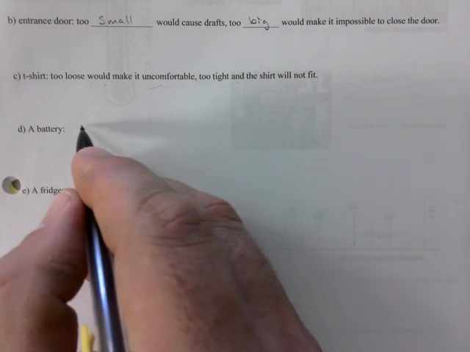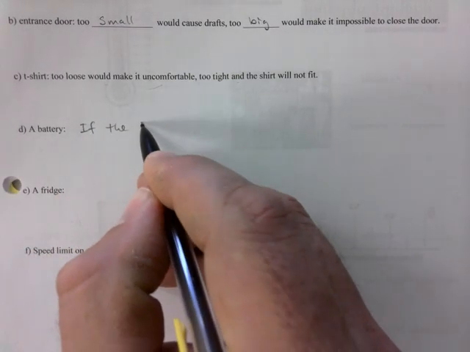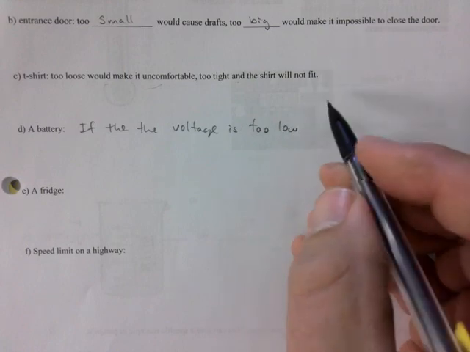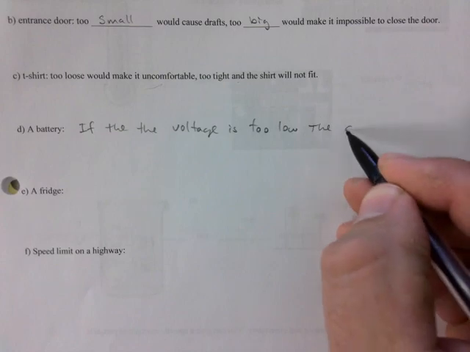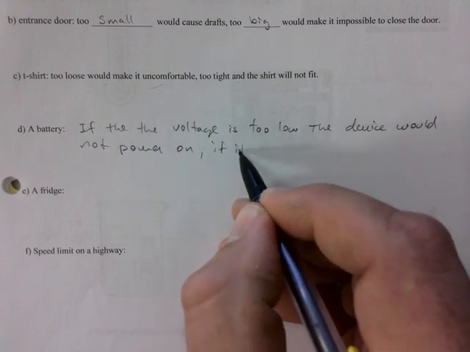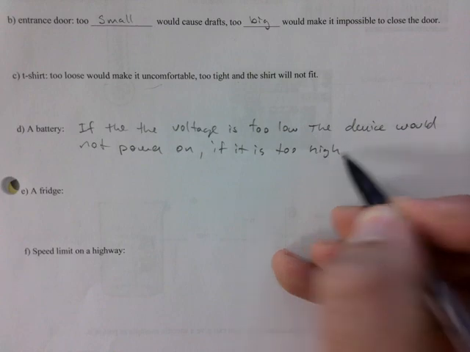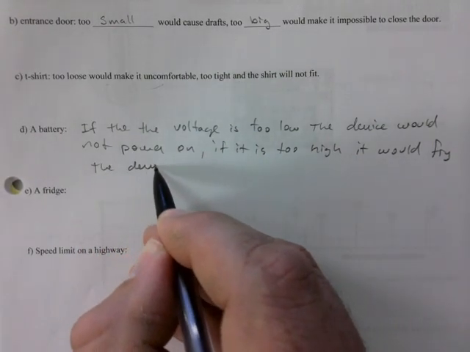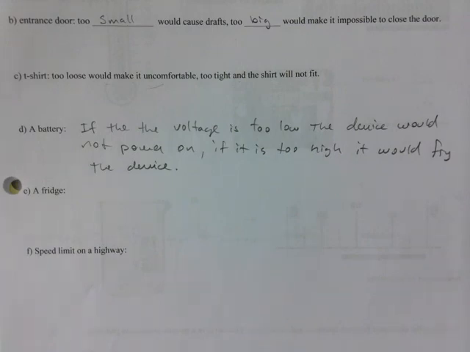Battery. I left some blank to see if you can. What would you say with a battery? What would happen if the voltage is too low? If the voltage is too low, the device would not work, would not power on. Use your own words. I'm okay with that. If it is too high, what's going to happen then? It would fry the device. I'm okay with that. It would burn out components in the device, causing it to break.